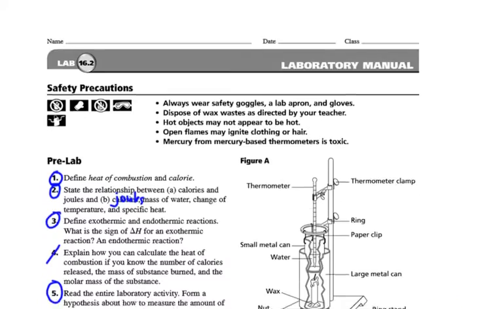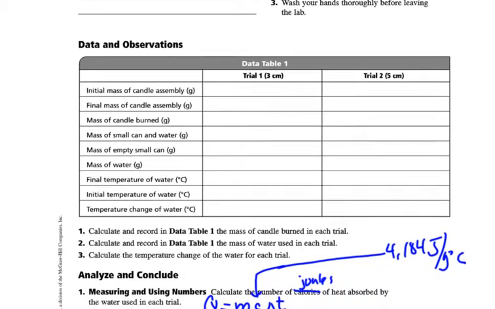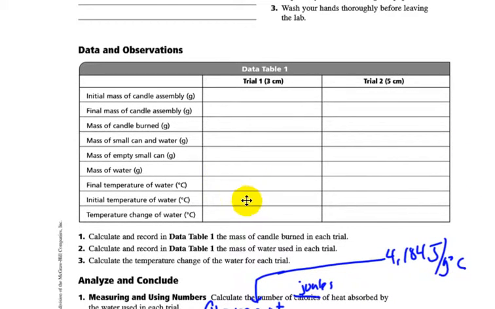Place the large can over the candle, raise the large can off the base of the stand and insert 4 nuts. Instead of using that, I just have stoppers to raise this up a little bit so once again air and oxygen can be exposed to the candle. Number 11, record the initial temperature of the water. So we want the initial temperature of the water. It shouldn't be too far off because it's been sitting at room temperature in the blue can.